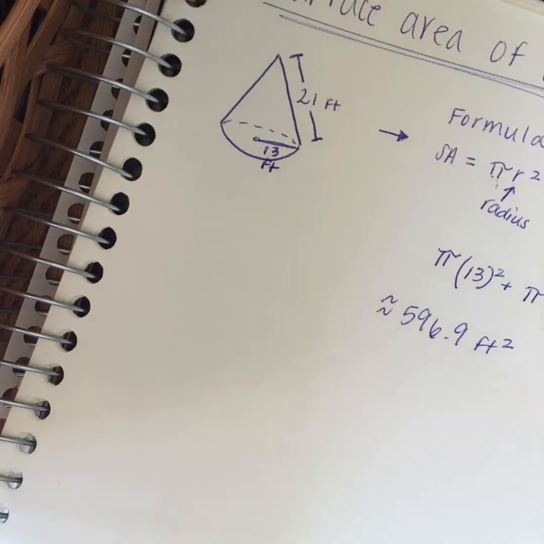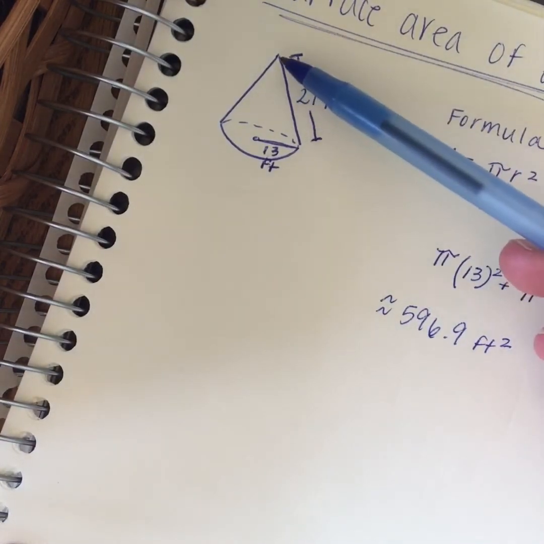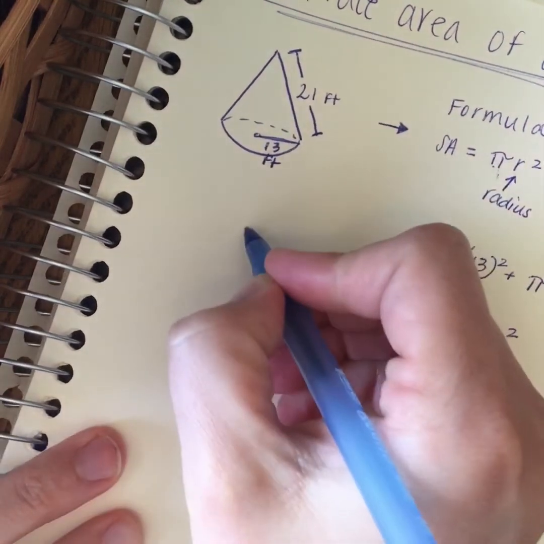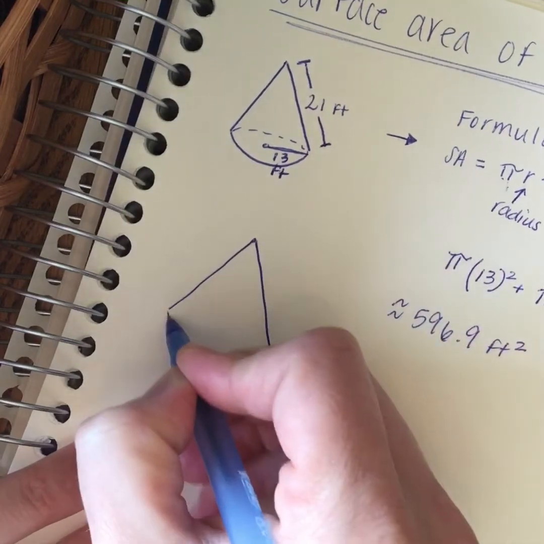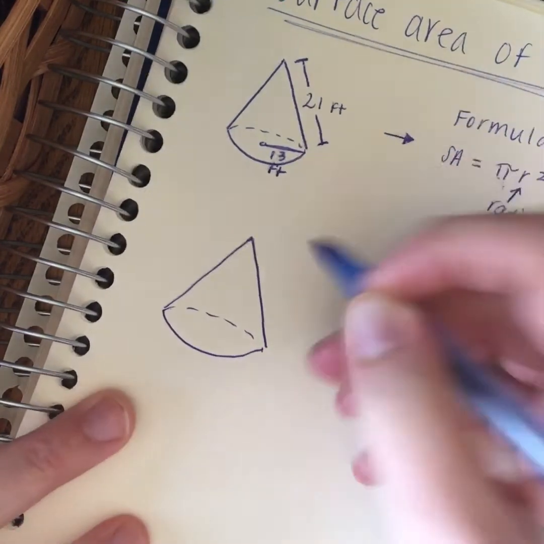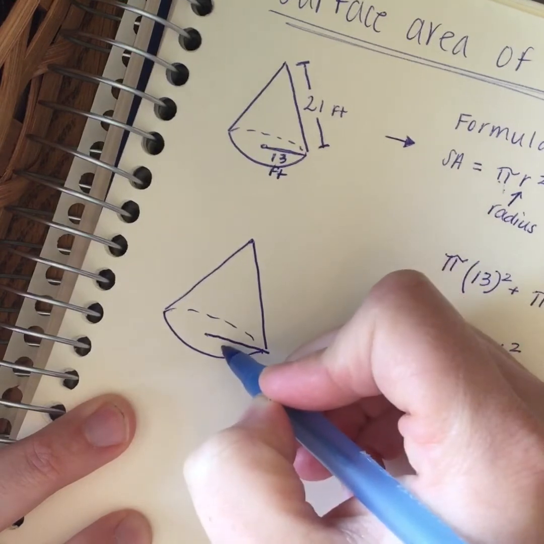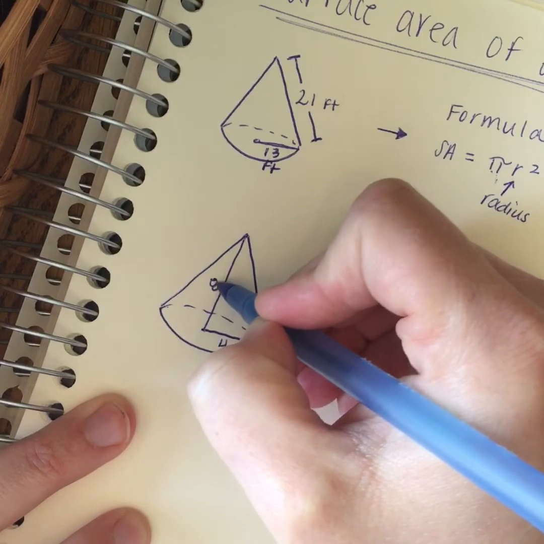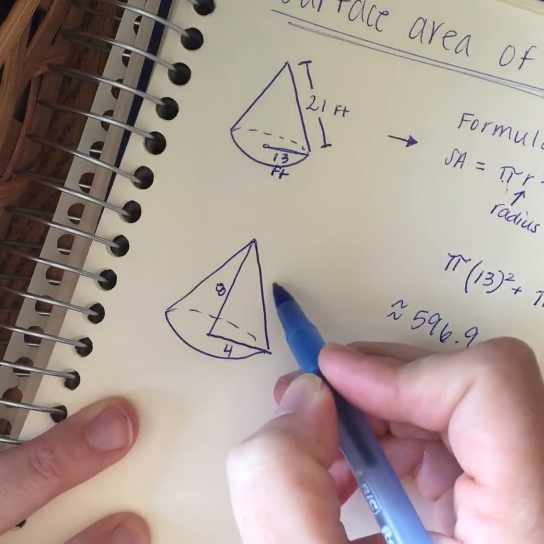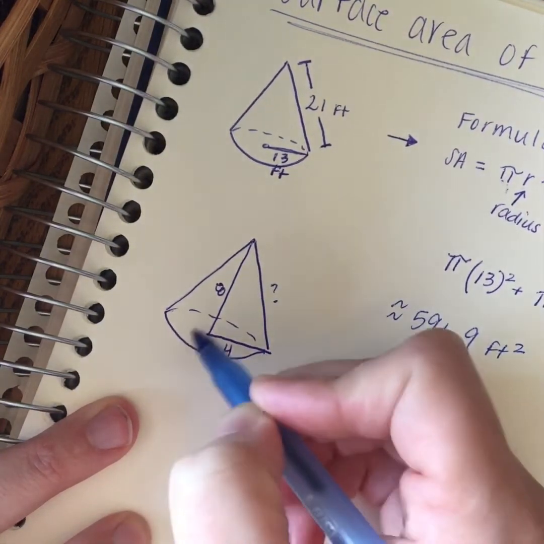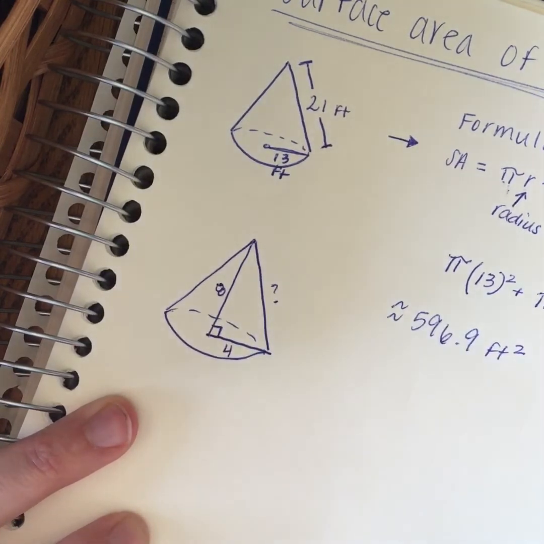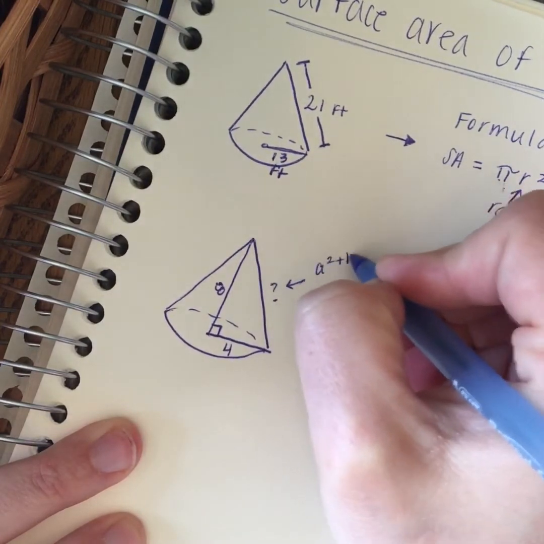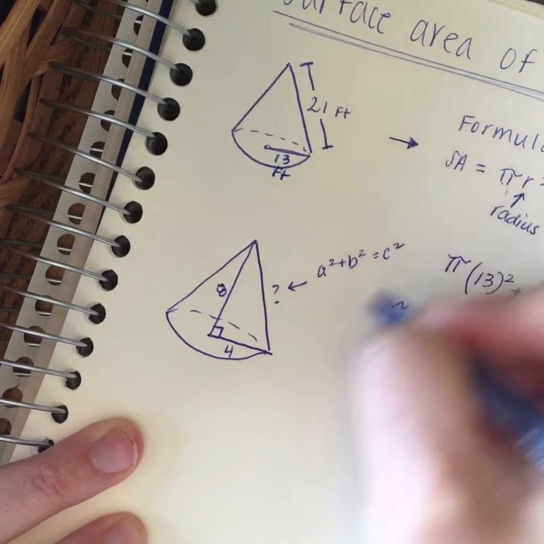And that's it. You might see a situation where they give you the actual height with no slant height. What if they gave you the radius was 4 and the height was 8, but you don't know this? Well, guys, look at what kind of triangle that is. How could you figure this out? You would just use the Pythagorean theorem.